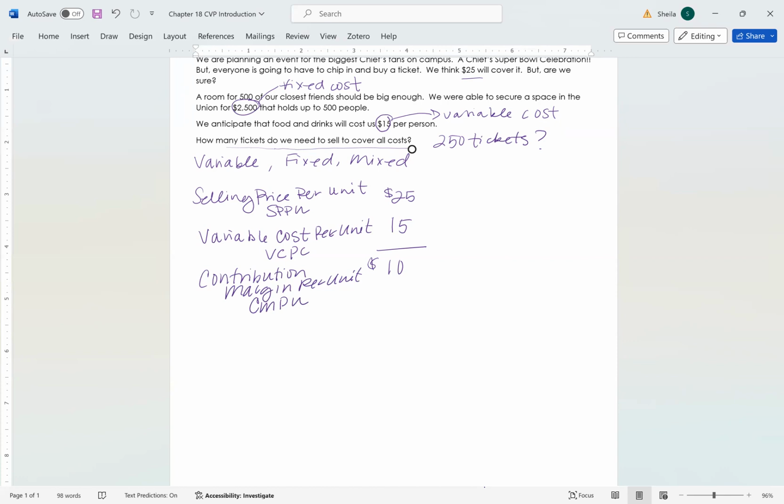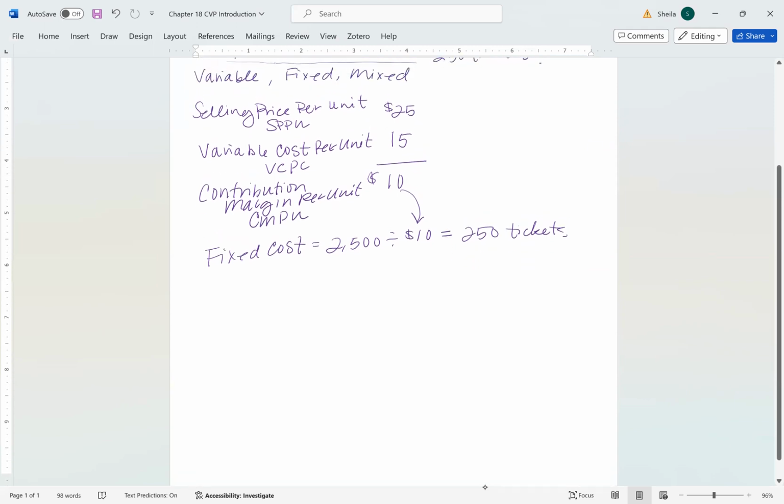Now you might be saying, okay, how'd you get the 250? Well, now it's a little bit easier. If our fixed cost equals 2,500, and we divide that by our contribution margin per unit, that's going to tell us that we need to sell 250 tickets to cover all of our fixed cost. Now, let's prove this out down here below, okay? If we take $25 times 250, that equals 6,250. And this is what's known as sales or revenue.